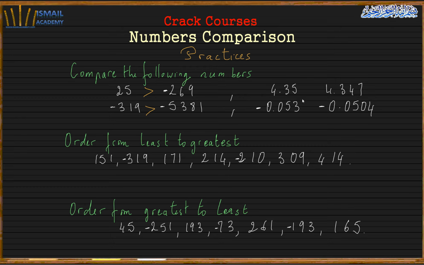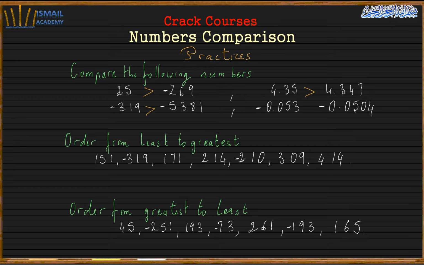Here we have two positive numbers, so we'll check the corresponding place value digits. The ones and the ones are equal, the 10s and the 10s are equal, the 100s are not equal. 5 is greater than 4, and both of them are positive. That means for the positive, the greater the digit is, the greater the number is. So this one is greater.